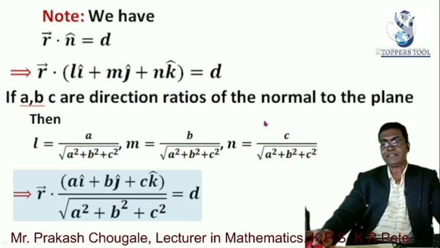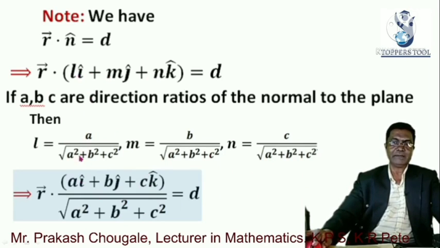So if a, b, c are direction ratios of the normal to the plane, then as we know, there is a relation between direction cosines and direction ratios. We have discussed how you can find direction cosines from direction ratios. These are the formulas that we derived. So substitute the direction ratios and you will get direction cosines.